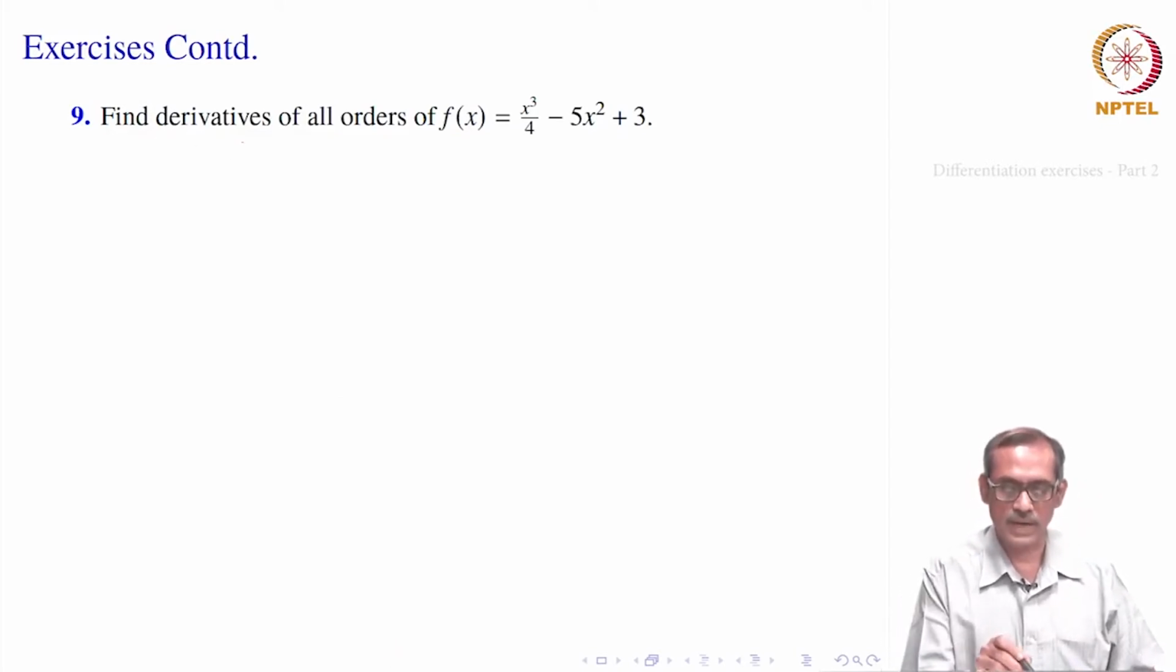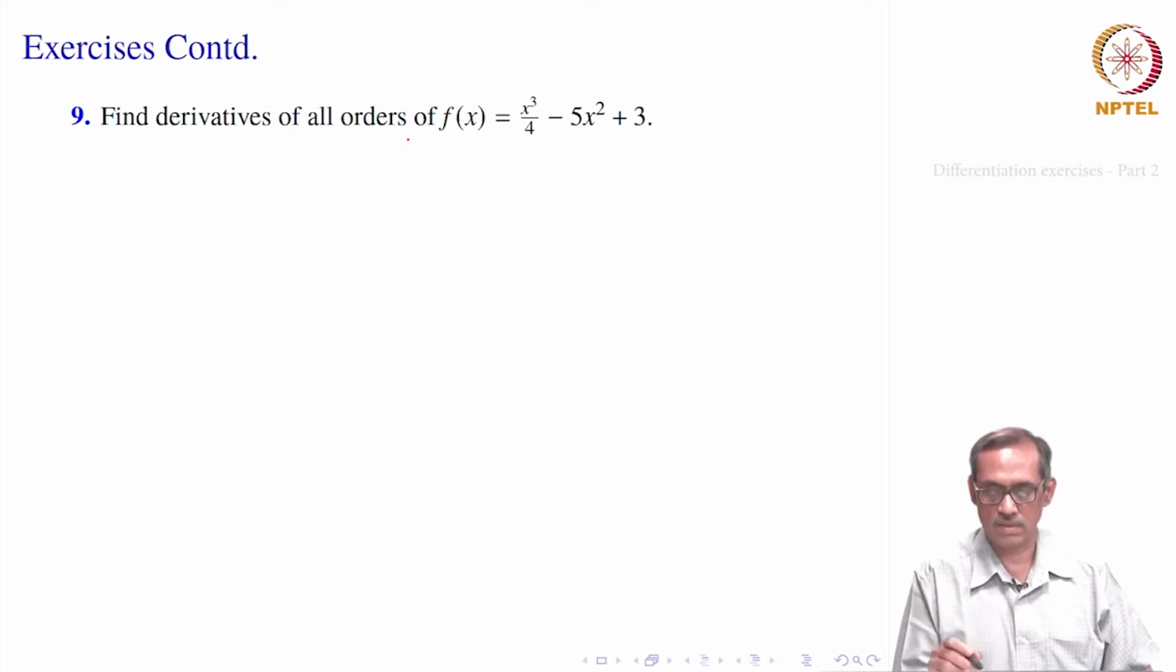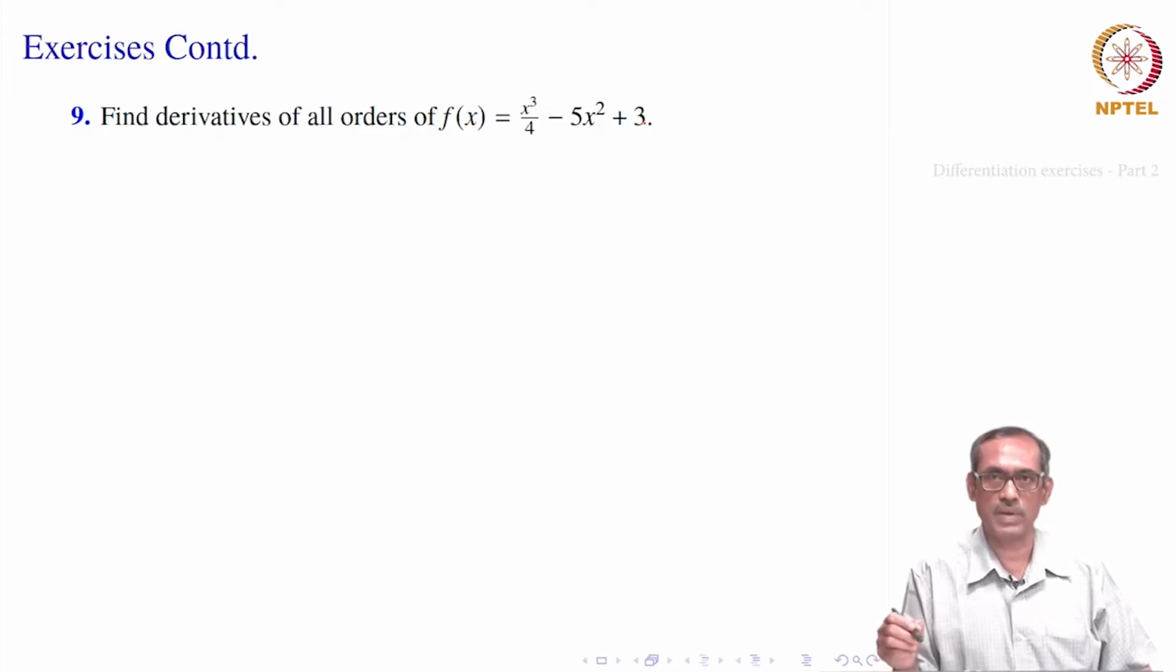Here we want to find the derivatives of all orders of f of x equal to x cubed by 4 minus 5 x square plus 3. So, on the face of it, it looks like we have to get f n of x for any natural number n.